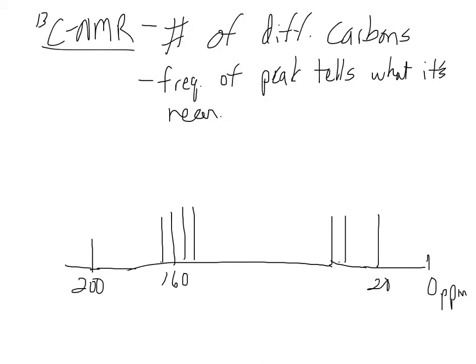Okay, so let's say you had this spectrum right here that I drew in. The first thing you need to look at when you see a C13 NMR like this is essentially how many peaks are there, and that tells you how many carbons there are. How many peaks are there in total? I see 1, 2, 3, 4, 5, 6, 7, 8. We see 8.